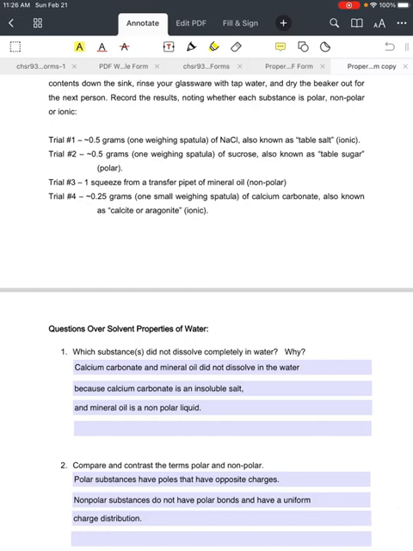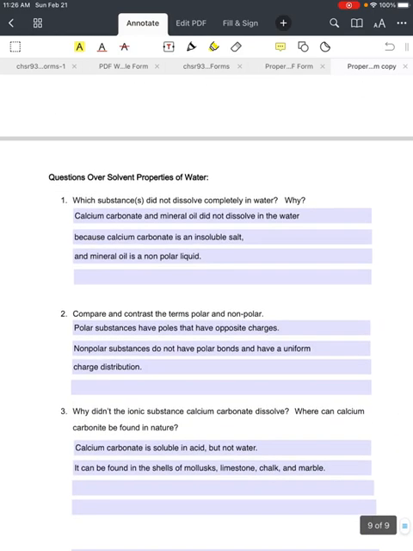It says compare and contrast the terms polar and non-polar. And polar substances have poles. That's inherent in their definition, that they have opposite charges. Non-polar substances do not have polar bonds and have a uniform charge distribution. Electrons are shared uniformly and equally in a non-polar covalent bond, and the electrons are shared unequally, creating an unequal charge distribution in a polar bond.